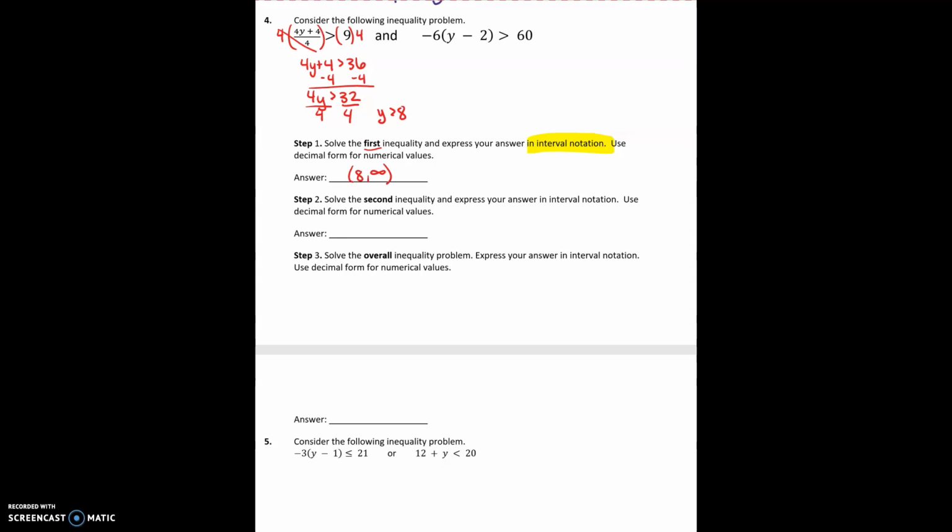For the second one, you have two choices here. You can divide by -6 or you can distribute. I'm going to go ahead and divide by -6 on each side. 6's cancel and leave me with y minus 2. Since I'm dividing by a negative number, I'm going to flip that inequality sign and say that's -10. I'm going to add 2 to both sides. Y is less than -8. So my second answer will be from -infinity to -8.